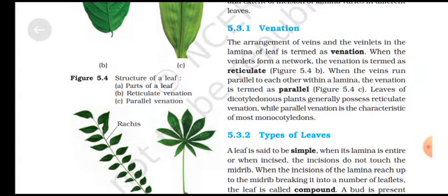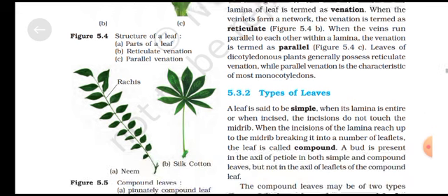Venation. The arrangement of veins and veinlets in the lamina of the leaf is termed venation. When the veinlets form a network, the venation is termed reticulate. When the veins run parallel to each other within a lamina, the venation is termed parallel. Leaves of dicotyledonous plants generally possess reticulate venation, while parallel venation is the characteristic of most monocotyledons.